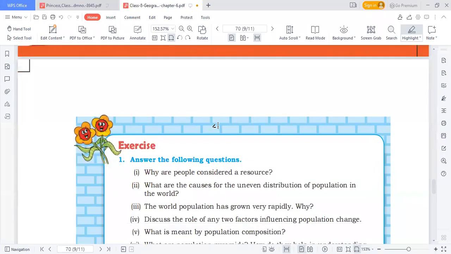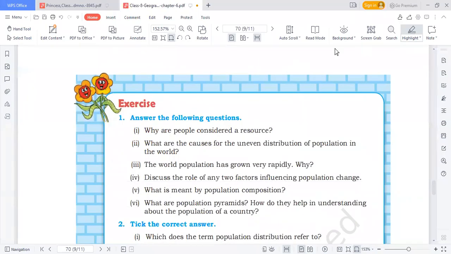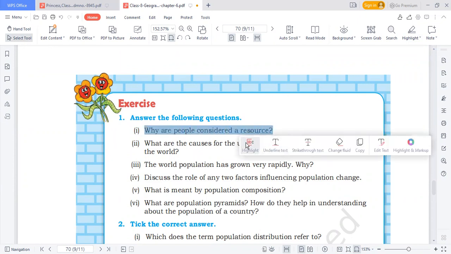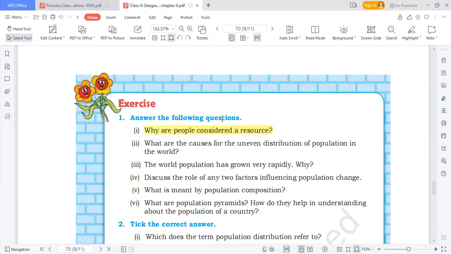Now exercise, back exercise. Why are people considered as resource? Because people contribute in economy with production of goods and services.